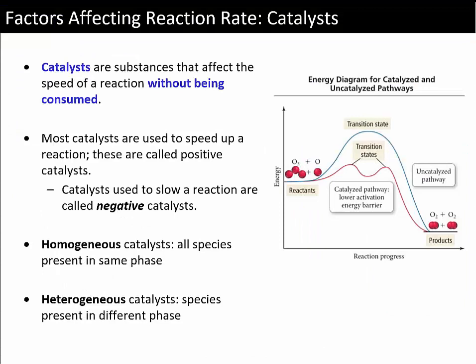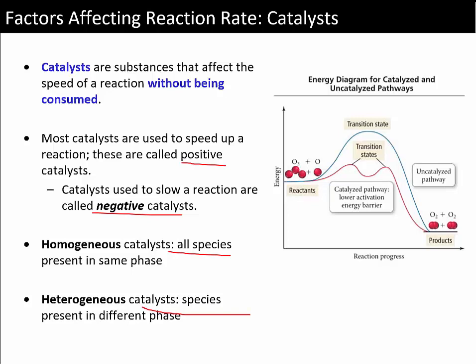Catalysts are substances that affect the speed of reaction without being consumed itself. Most catalysts are used to speed up a reaction, and they're called positive catalysts. Catalysts used to slow down a reaction are called negative catalysts. With a homogeneous catalyst, all the species are going to be present in the same phase. And with a heterogeneous catalyst, species are going to be present in different phases.